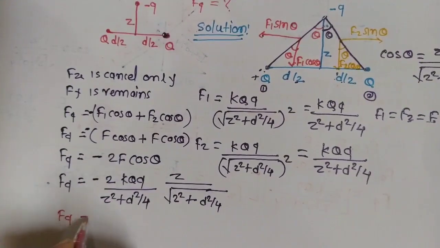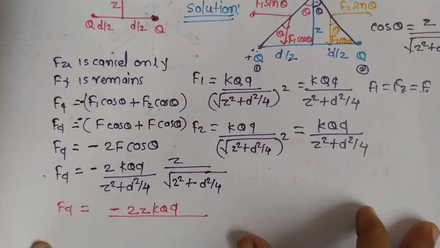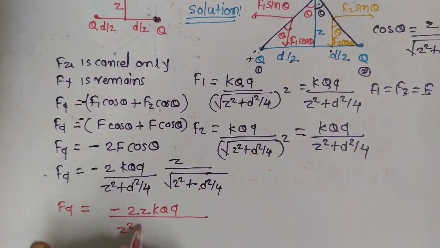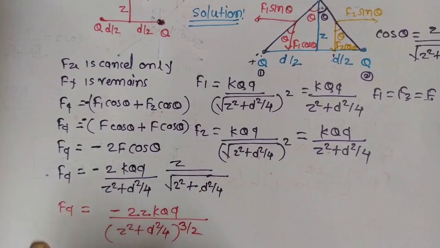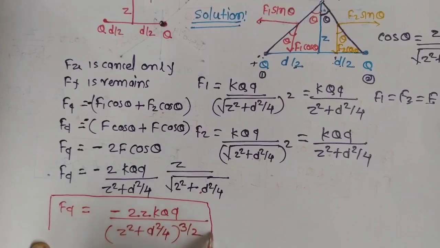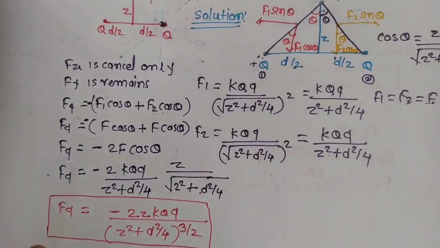So this is the force on the charge minus q due to these two charges. It is minus 2zkQq upon, after multiplication, z square plus d square by 4 raised to 3 by 2. This is the final or net force on the charge.